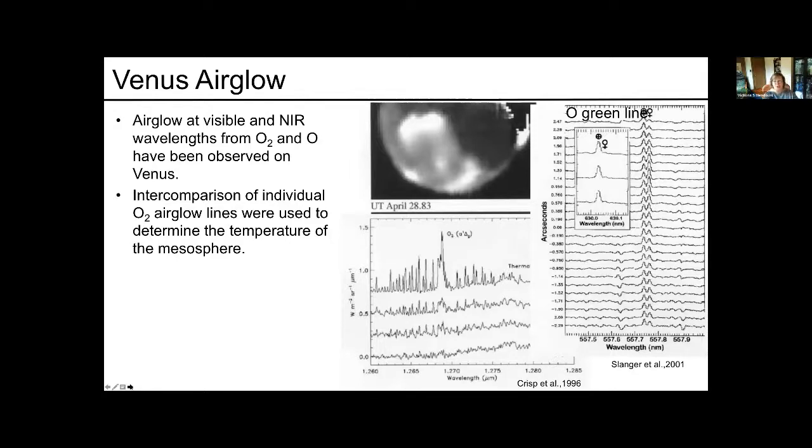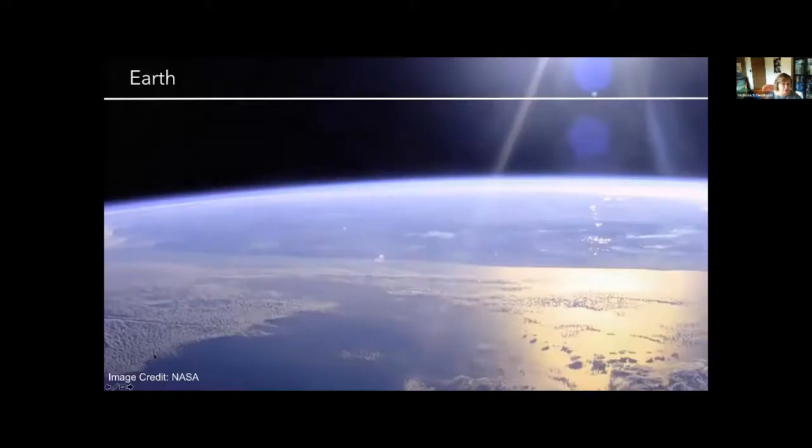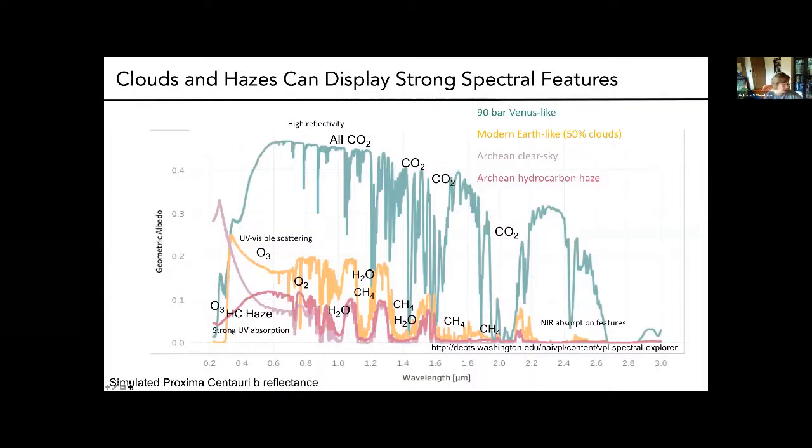So for Venus, we can do thermal, we can look at the clouds and reflectivity, and we can also look for aurora on the planet. And I know I need to wrap up here. So I just want to say, again, clouds and hazes can display strong features. This is for Earth. And so in reflectivity, this is what you would expect to see.